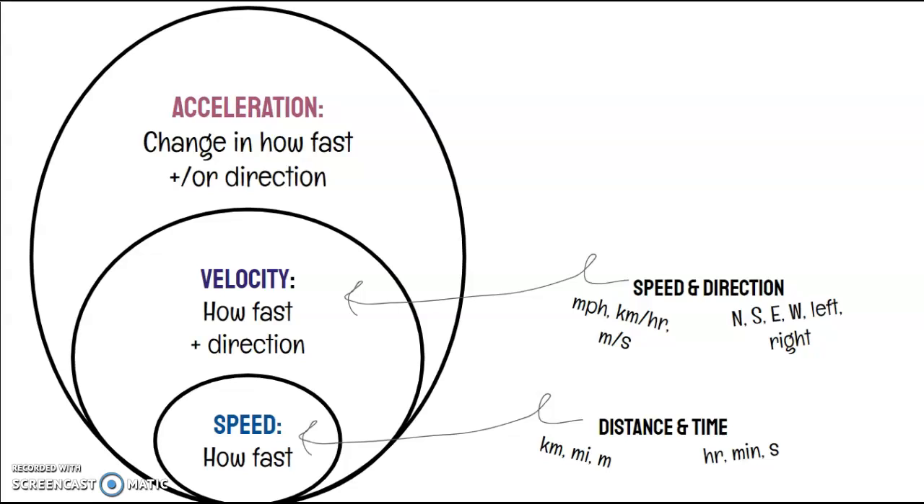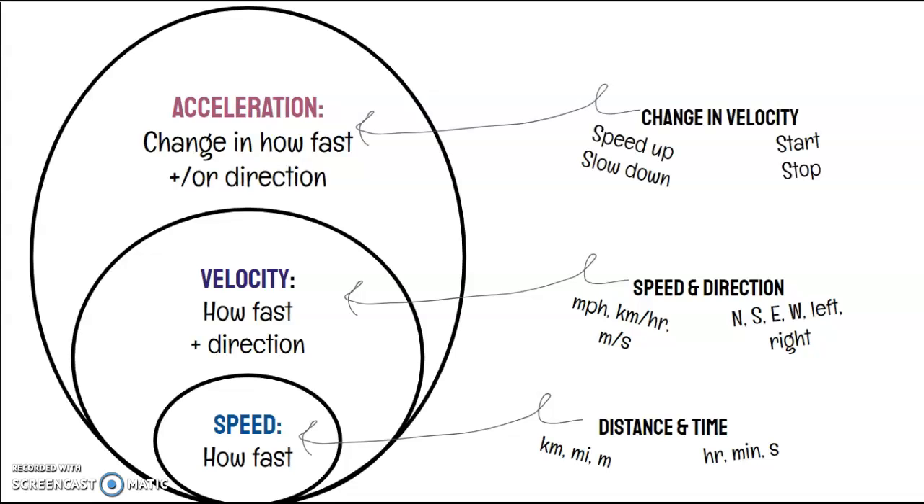If I combine kilometers per hour west, that is my unit for velocity. I could have meters per second to the right. Directional terms aren't always cardinal directions like north, south, east, and west. Directions can also be left, right, up, down, forwards, backwards, any word that tells you the direction the object is moving. With acceleration, we're looking at a change in velocity, so the unit is still the same as velocity, like miles per hour west.